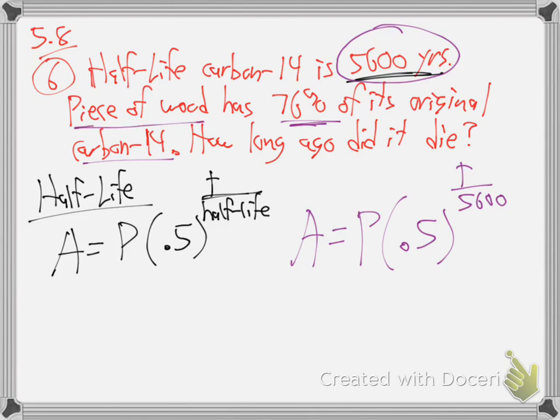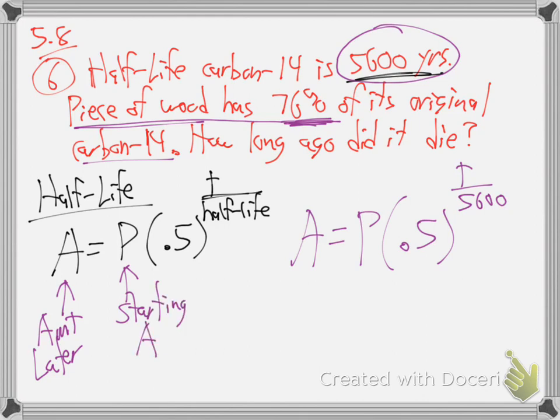It's telling me the piece of wood has 76% of its original carbon-14. So what do I do with that? Remember in the formula, the A is always the amount later, and the P is the starting amount. Like for the banking ones in last night's homework, P was the principal investment, the first amount put in the bank, and A was the amount later. Same thing with populations and substances. P is the amount at the start, A is the amount later. So what do I do with the 76? The piece of wood has 76% of its original carbon-14 left.